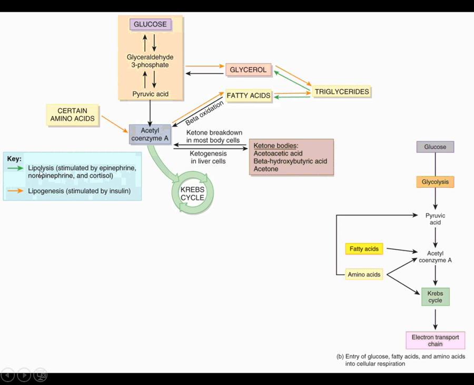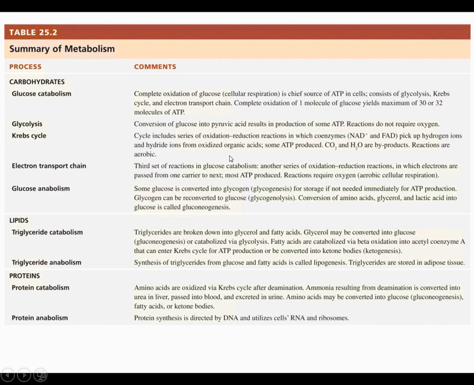I'm not too worried about the hormones for those. I didn't list them in the lecture. They're just here in the figure. And then over here on the right is a very simplistic view of how we can end up with the electron transport chain, either from glucose, from amino acids, or from fatty acids, which are the parts of our triglycerides. So it's a simpler view of this figure over here.